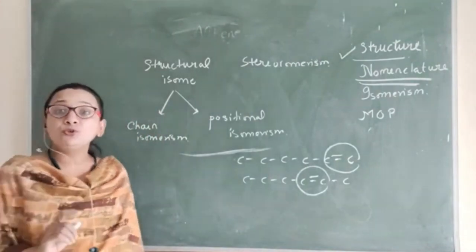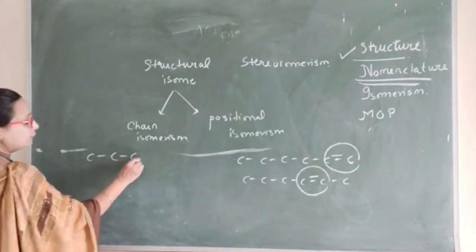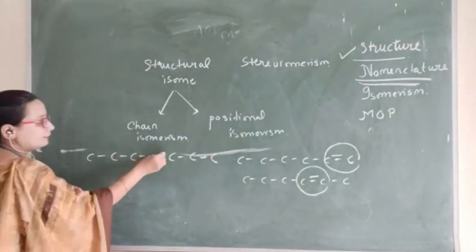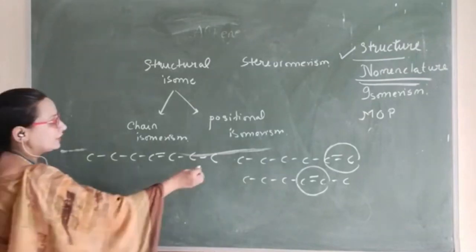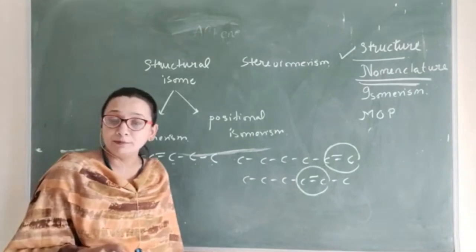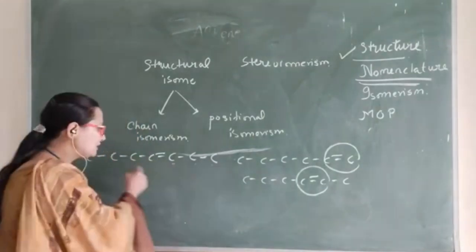So these are called positional isomers of each other. Also, alkenes can show chain isomerism. For example, I have a compound like this, 1, 2, 3, 4, 5, 6, 7, with a double bond here. I can call it 3-heptene, because there are 7 carbons and a double bond, and numbering is done from this side.